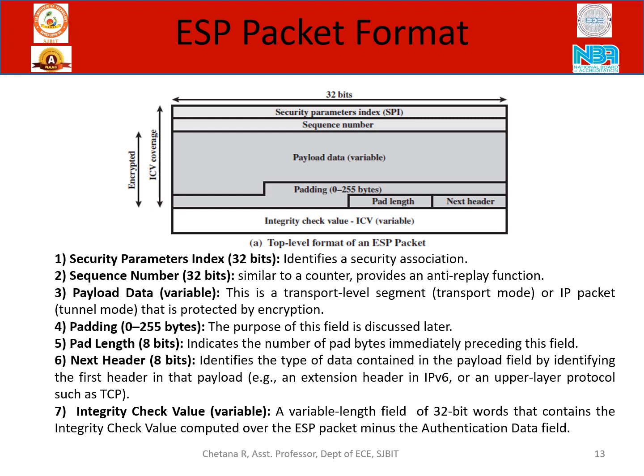Integrity check value: a variable length field of 32-bit words that contains the integrity check value computed over the ESP packet minus the authentication data field. So number one, it is a variable length field. It can vary, and it is a 32-bit word. Basically, it is meant to check the integrity of the message.